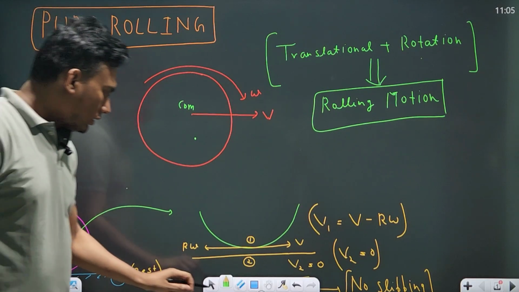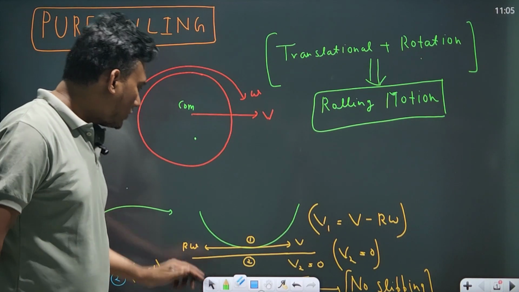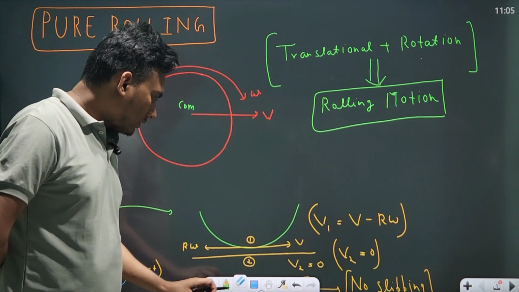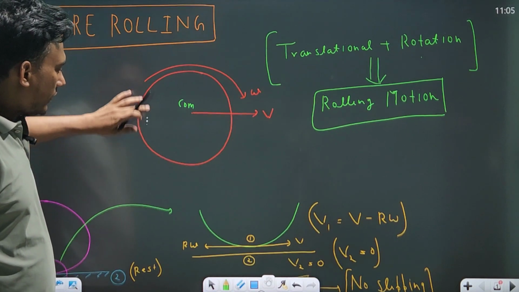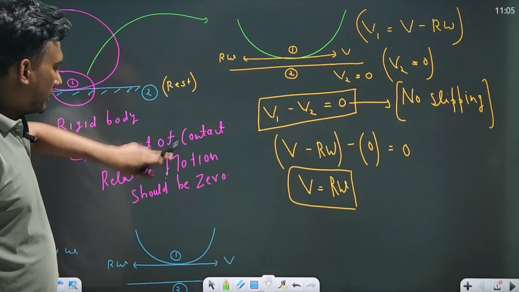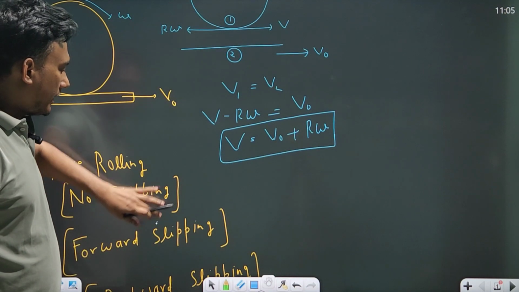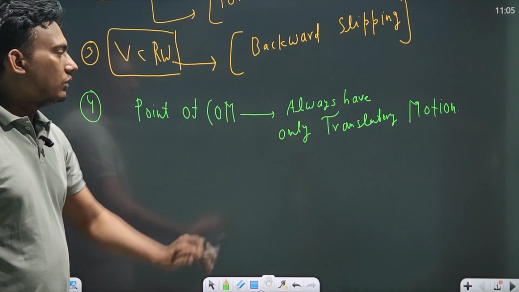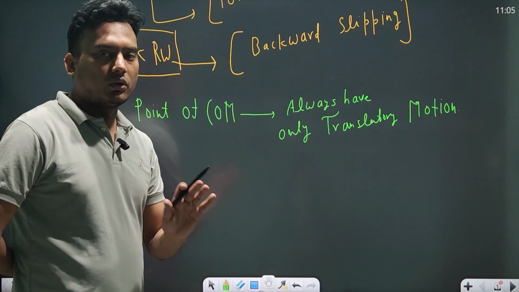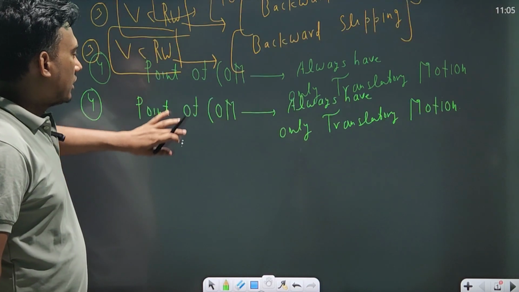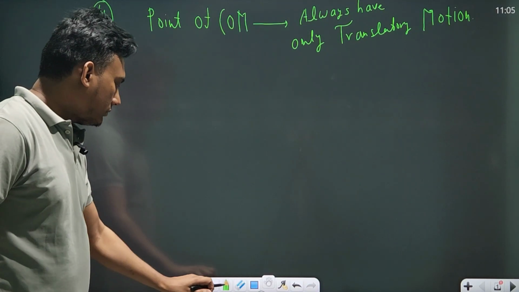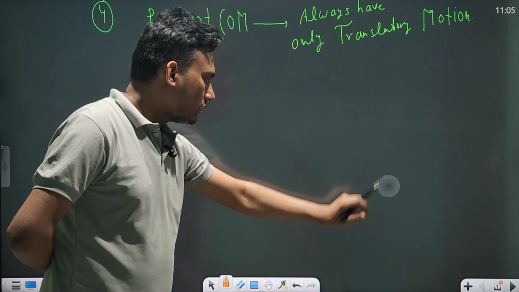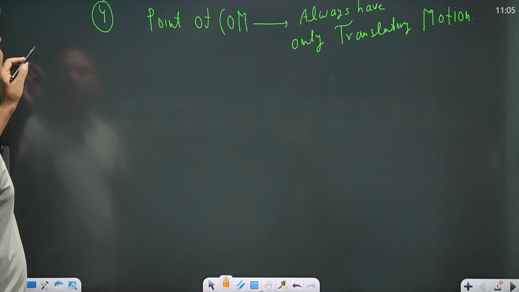Okay, now with this concept we solve a simple question which is also asked in JEE. Okay, suppose V equal to R omega. So the same point I write here. You can see here the point of center of mass always has only translatory motion, not rotating motion. Now we come and solve a simple question which is also asked in JEE. So what is the question?